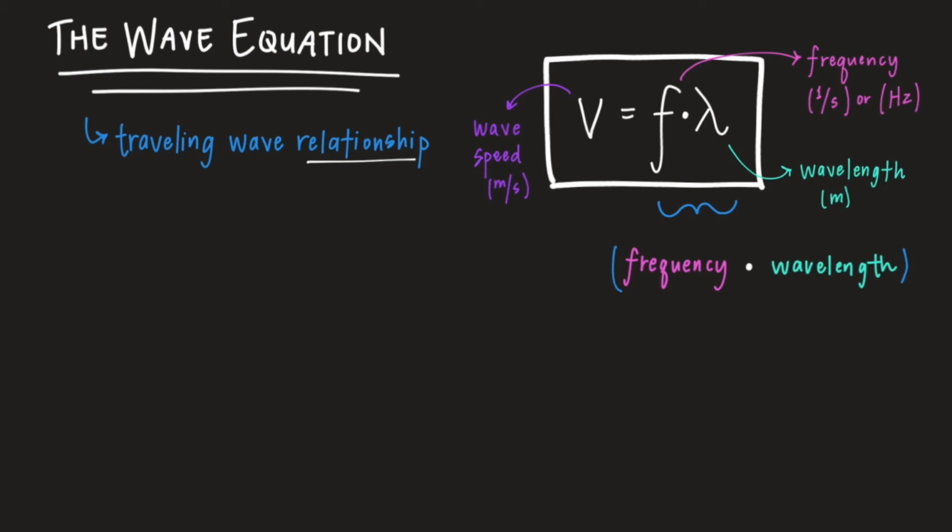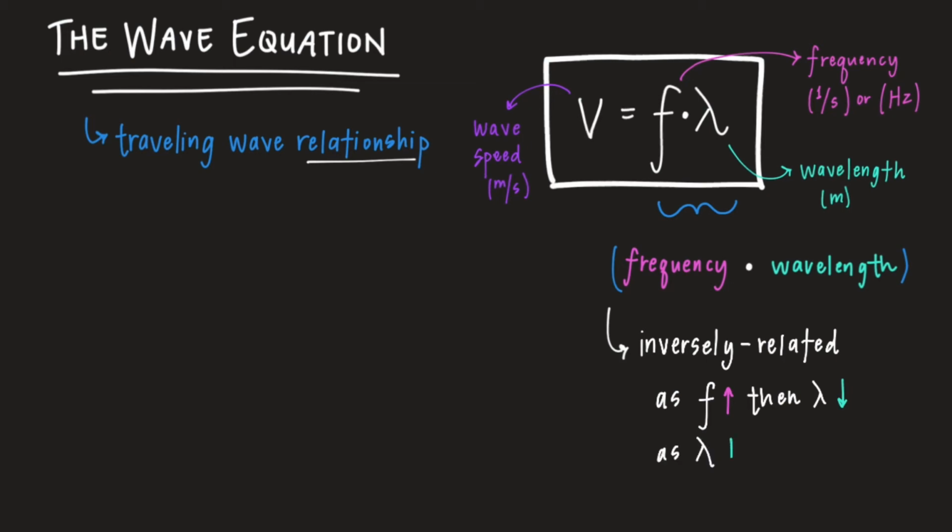So since they're on the same side of the equation, they have a special relationship called an inverse relationship. So they are inversely related, which means that as the frequency is increased, then the wavelength is decreased. The wavelength goes down as the frequency goes up. Also, as the wavelength is increased, then the frequency is decreased. So that's what an inverse relationship is. As one goes up, then the other goes down. And again, we know that because they're on the same side of the equation across from wave speed. So as one goes up, the other has to go down, just because of how they are situated in the equation.